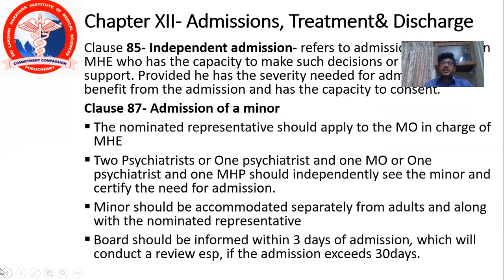Clause 87 deals with the admission of a minor. So the nominated representative should apply to the MO in charge of the MHE. There should be two psychiatrists, or one psychiatrist and one MO, or one psychiatrist and one MHP, who should independently see the minor, that is age below 18 years, and certify the need for admission. The minor should be accommodated separately from adults and along with the nominated representative. The board should be informed within 3 days of admission, which will conduct a review, especially if the admission exceeds 30 days.